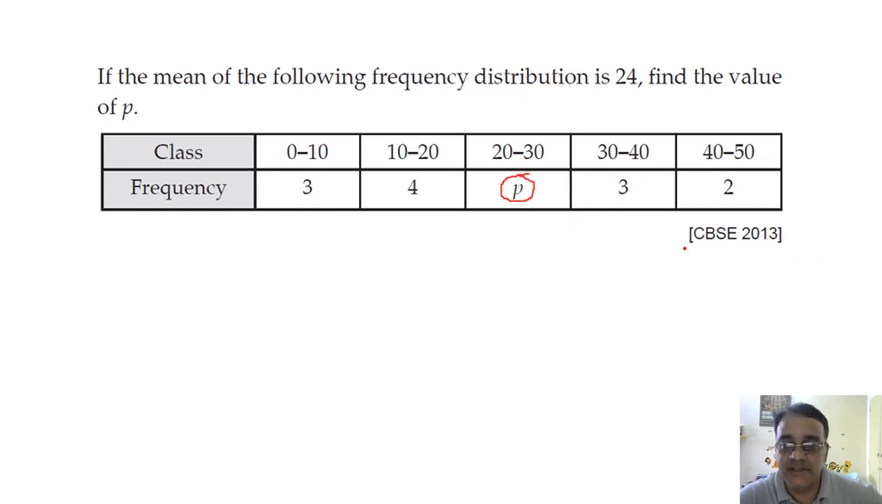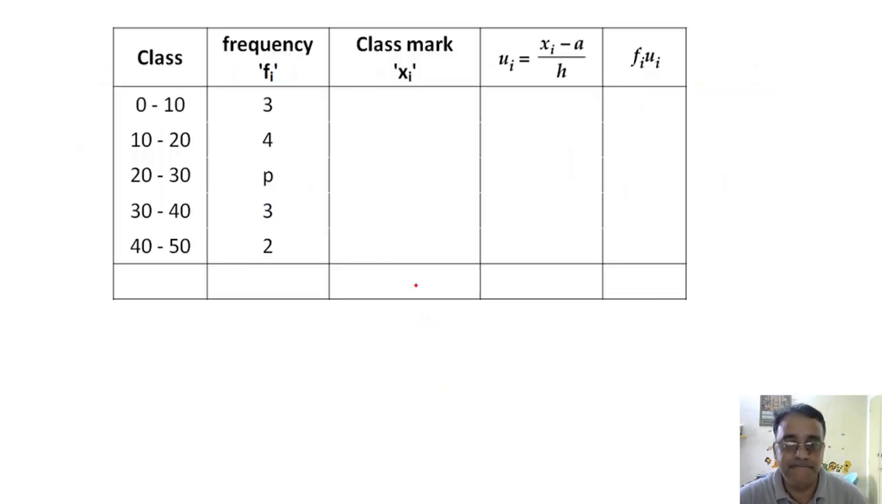Okay, this is CBSE 2013 question. If the mean of the following frequency distribution is 24, find the value of P. Okay, so we'll make one table.